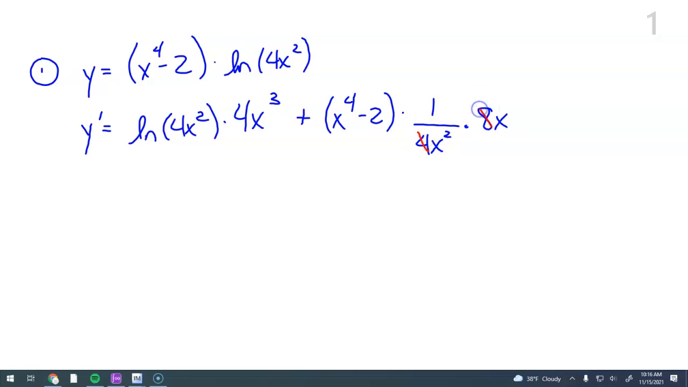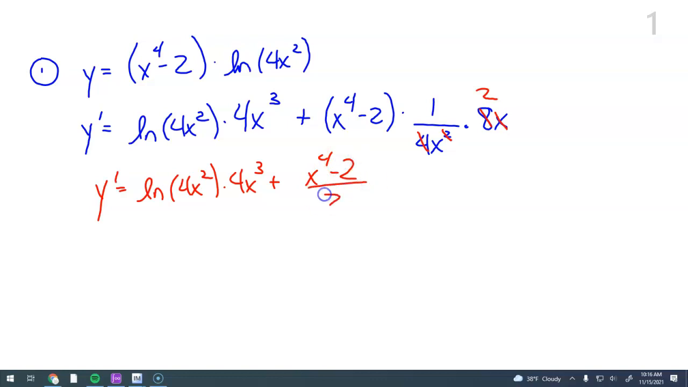I can make this 2 over x. Yes? 8 over 4 is 2, and then the x over x squared will just leave me with an x on the bottom. So let me just rewrite that as a step. And I'm going to put that x on the bottom of the x to the 4th minus 2. No, that's not a 2, that's x. Times 2. We good there?